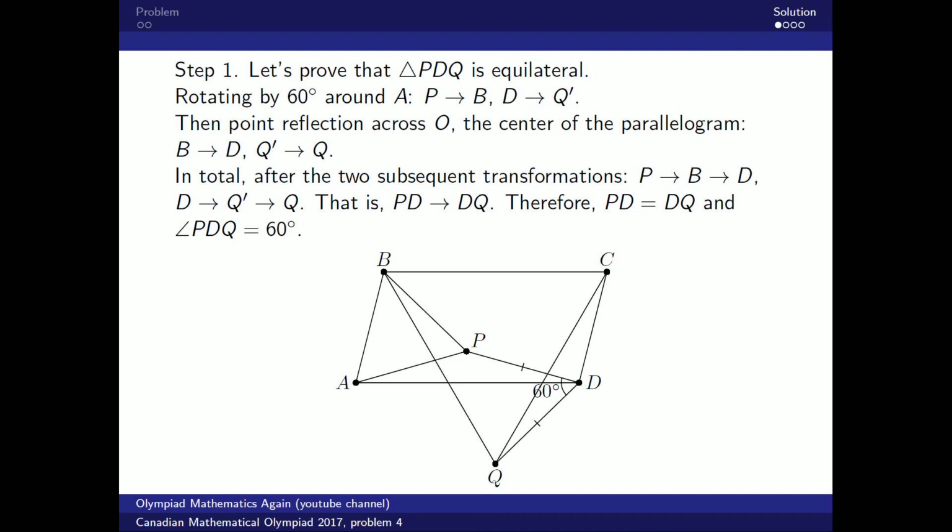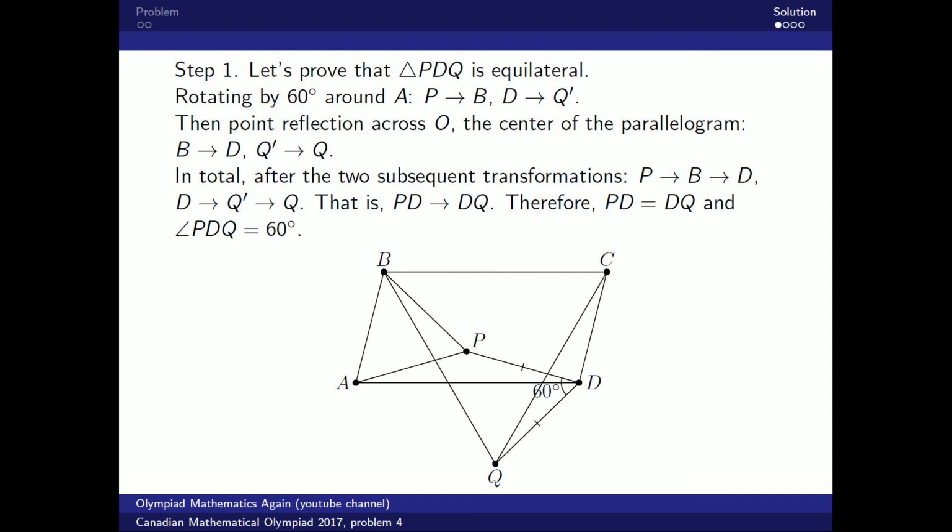Therefore, under the superposition of these two transformations of the plane, the line PD goes to the line DQ, which must be at an angle of 60 degrees from the original line PD. So the angle PDQ is equal to 60 degrees. That's what we conclude from these two transformations.